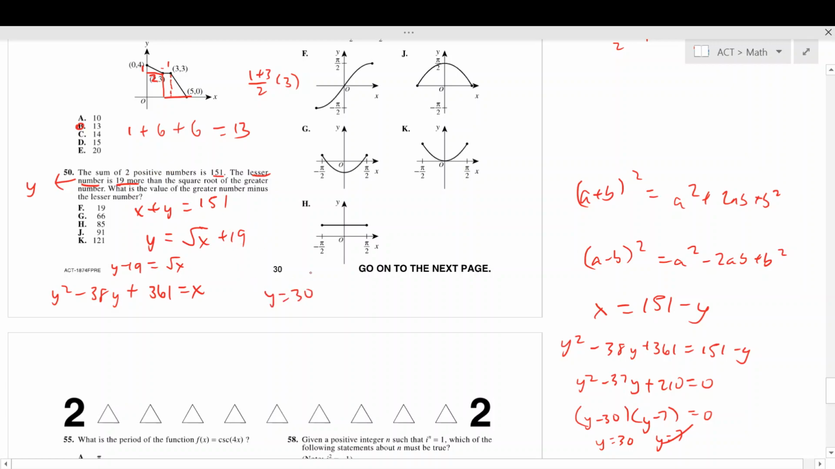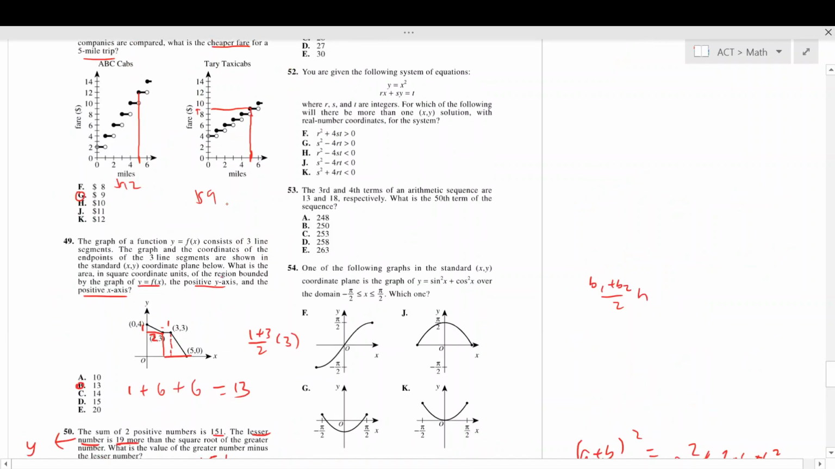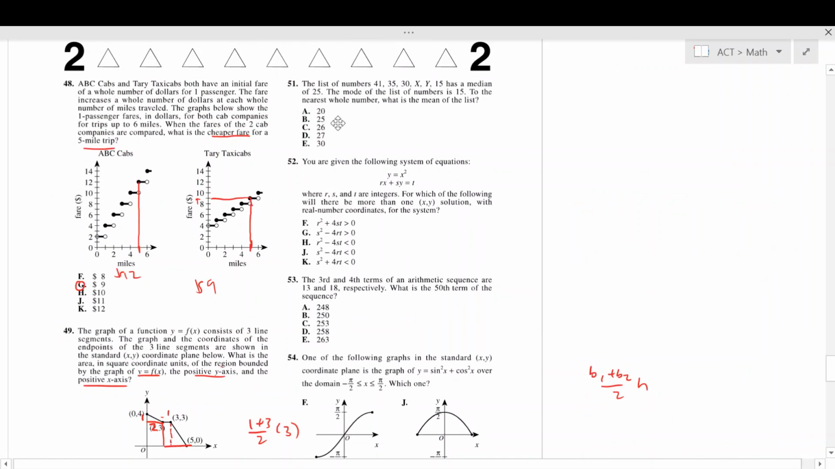And then x plus y equals 151, right? So x must be equal to 121, because 121 plus 30 is 151. So then what's the greater number minus the lesser number? 121 minus 30 would give us 91. Alright.